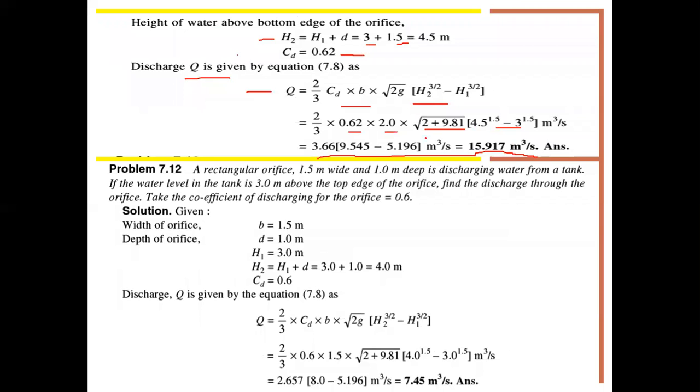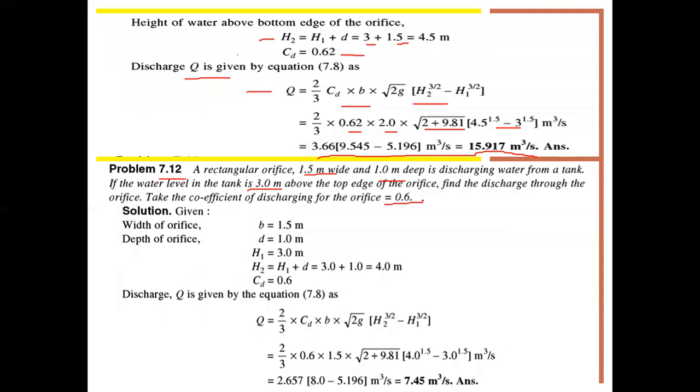Next problem, 7.12. A rectangular orifice 1.5 meters wide, 1 meter deep, discharging water from a tank. If the tank level is 3 meters above the edge of the orifice, find the discharge through the orifice. Take the coefficient of discharge as 0.6.